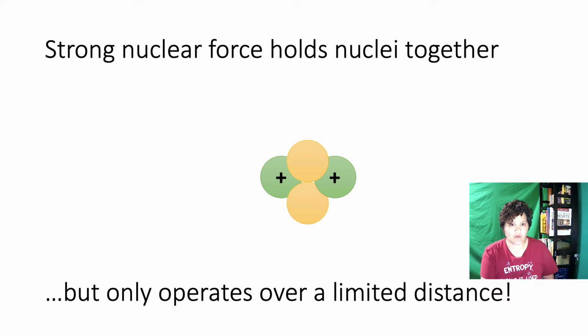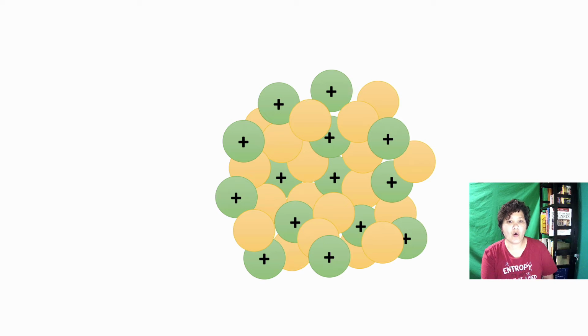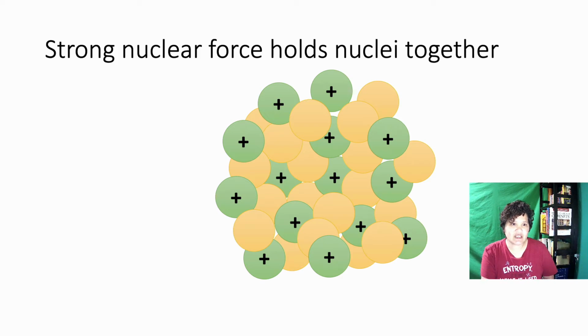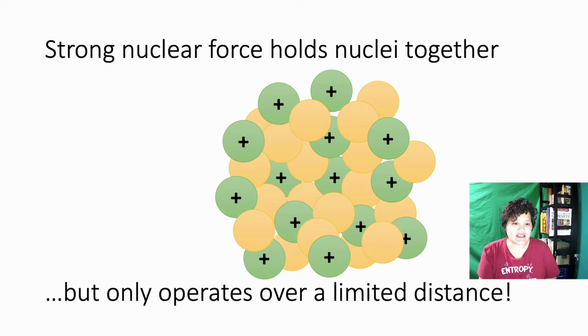So what I've been showing you here is this small nucleus, which is helium-4, actually. It's 2 protons and 2 neutrons. But now imagine that strong nuclear force. When you have more than 2 protons, you have more than 2 neutrons, you have a whole bunch of protons and neutrons all together. Once again, you have the strong nuclear force holding those protons and neutrons together into a nucleus, and it's still operating over a limited distance.